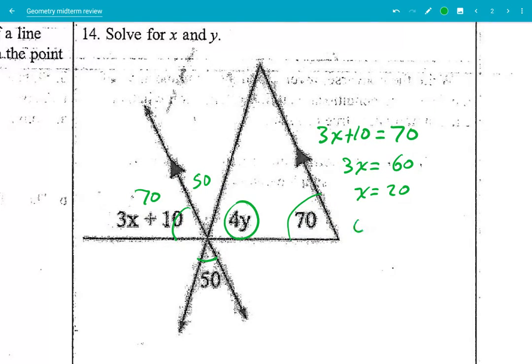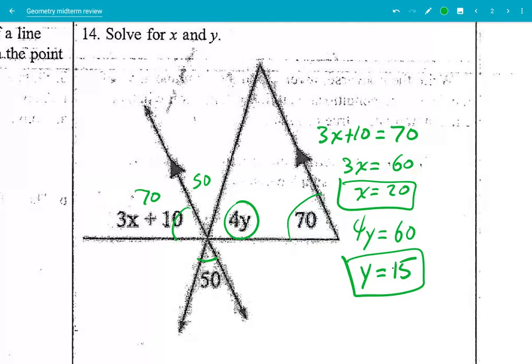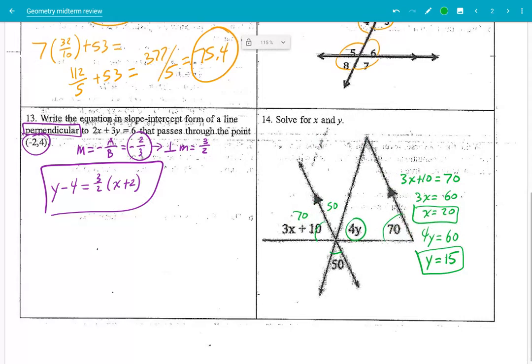So 4y has to be 60 as well, right? Oh, y 60 as well. Yes. 70 and 50. So y is 15. So here's x and y. 70 plus 50 is 120. 60 is 180. Yes. Okay, there we go.